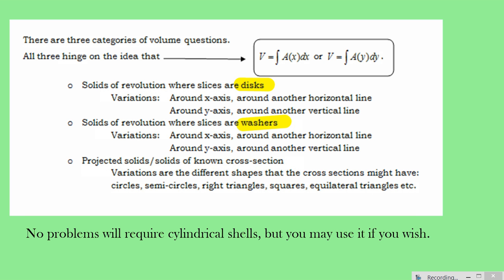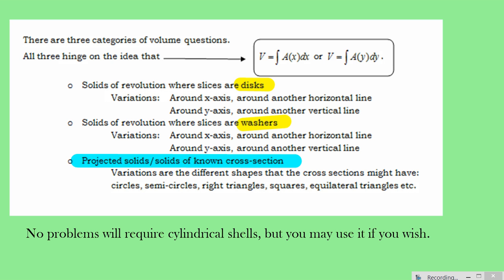And so if you're looking at disks as slices, your cross-sectional area is pi r squared. If you're looking at washers as cross-sections, you have big pi R squared minus little pi r squared. And then, just like the models that you guys made for class, the projected solids are those where the cross-section is a given shape. So there's a direction in which you can slice the thing so that you consistently get, say, triangles or semicircles or something like that.